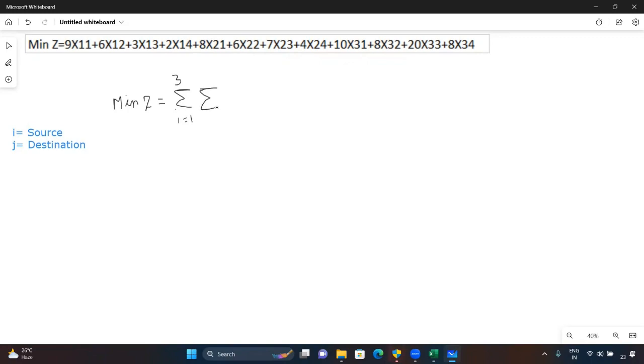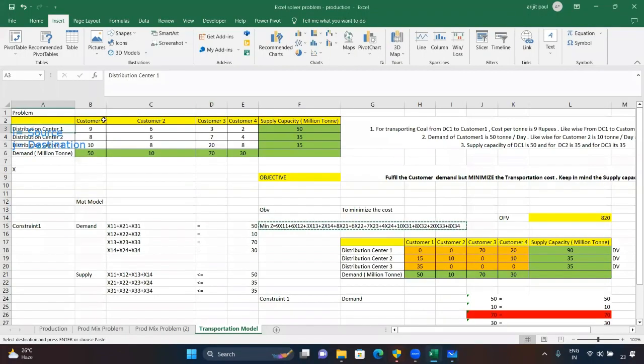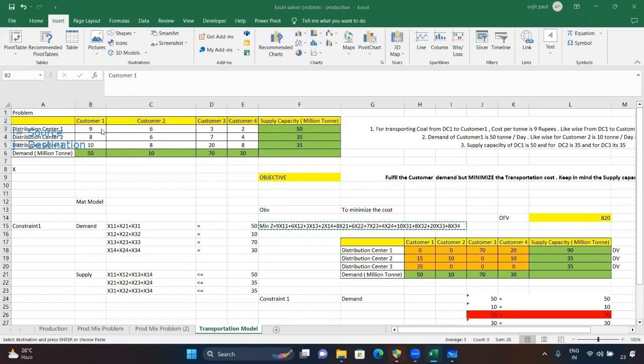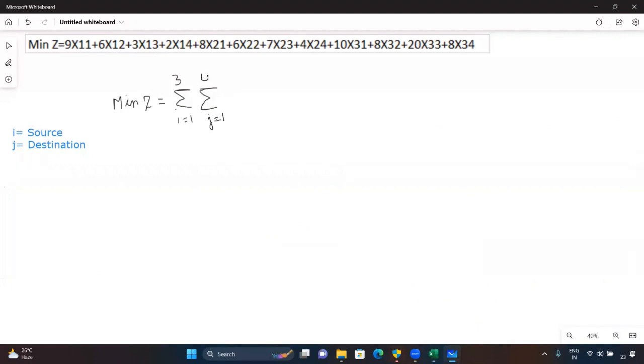We need to write another summation for the destination. Now, how many destinations do we have? In our problem, we have 4 destinations. That means here we can write j starting from 1, and the maximum is 4. Right?